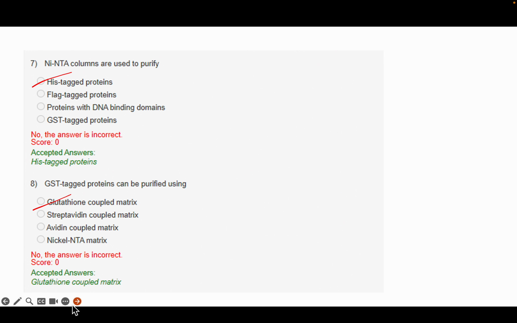The CNBr-activated polysaccharide matrix reacts with free amine groups on the receptor for covalent linkage. Heparin-coupled matrix can be used to purify which of the following molecules? Heparin-coupled matrix is used to purify DNA-binding proteins.